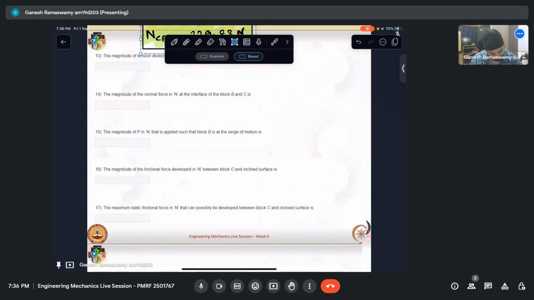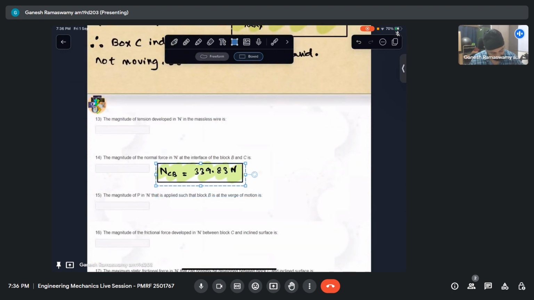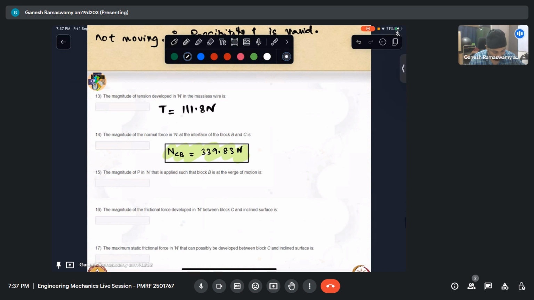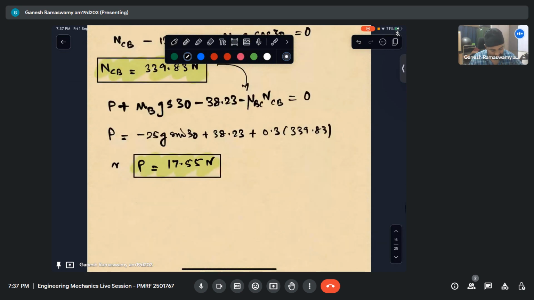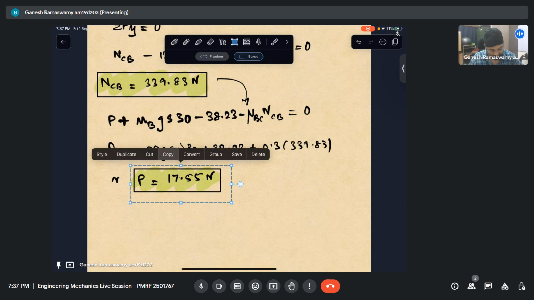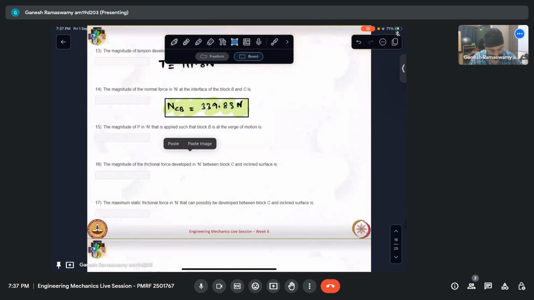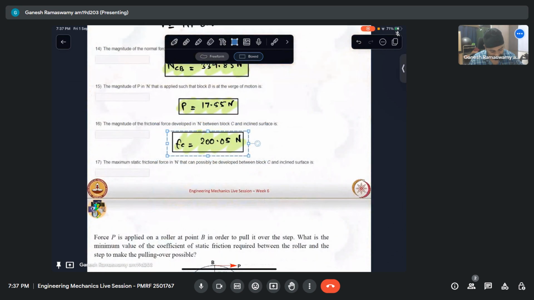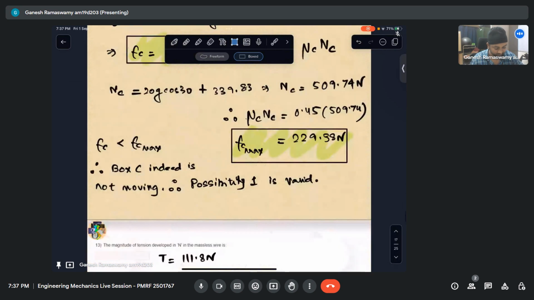NCB, we have it here. This we have as 111.8 Newton tension. What is the magnitude of P that needs to be applied? We found that here. P needs to be 17.55. This we have found. What is the frictional force developed between, which is Fc? So this is Fc. And what is the maximum frictional force that can possibly be mobilized is Fc max.